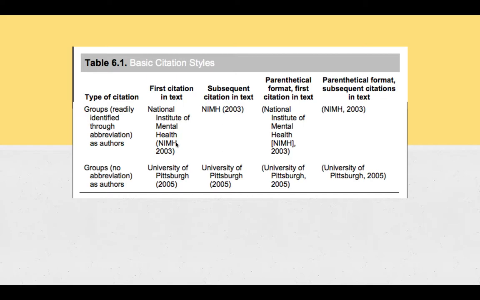They have an abbreviation for that organization. So we write it out the first time, we show the abbreviation in the citation, and then in the subsequent citations, we can just use the abbreviation, and that helps us cut down on how often we have to write out National Institute of Mental Health. So you only have to write that out the first time.